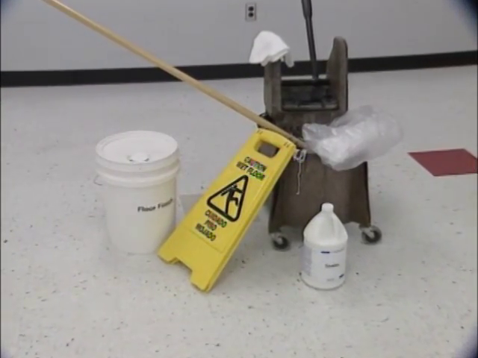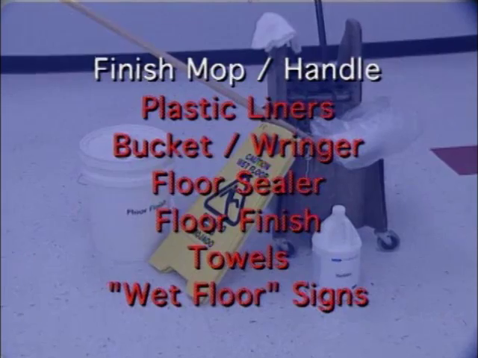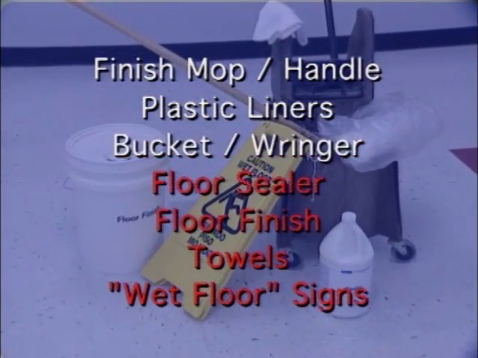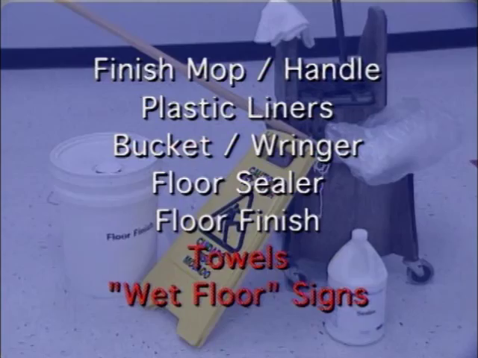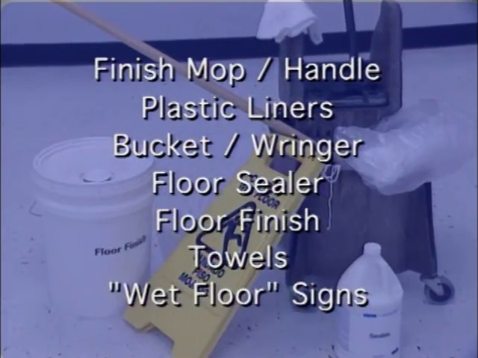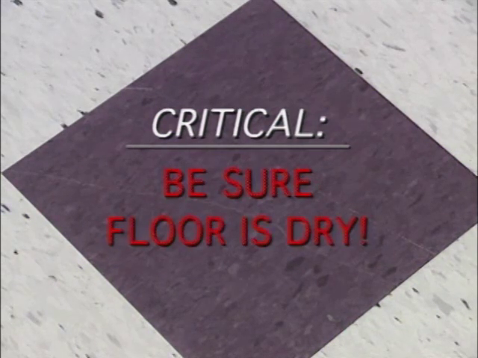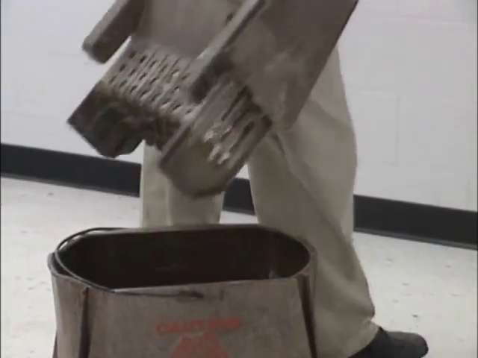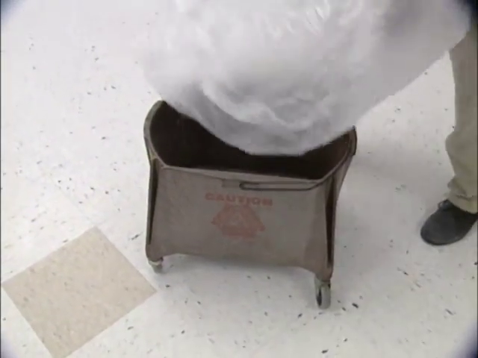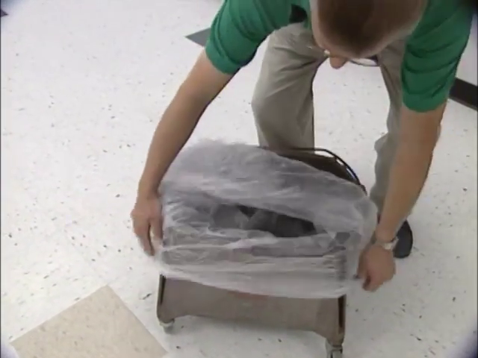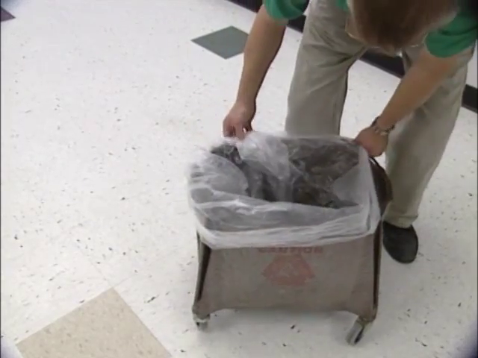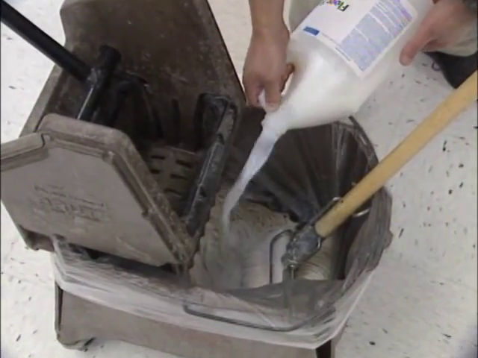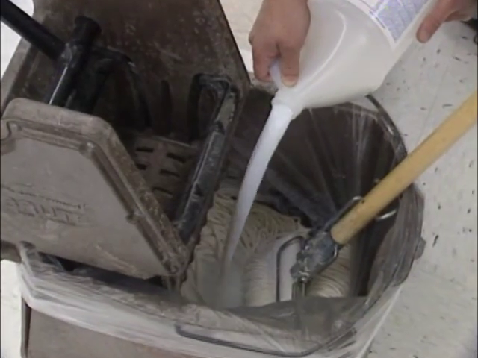First, you'll need the following equipment and materials: finish mop with handle, plastic liners, bucket with wringer, floor sealer and floor finish, towels, and wet floor signs. It is critical: the floor has to be totally dry before applying sealer or finish. Pre-soak a clean finish mop in water and wring out as dry as possible. In a clean bucket, line the inside with an unused plastic bag liner. Pour enough sealer or finish into this bucket to cover the mop head.